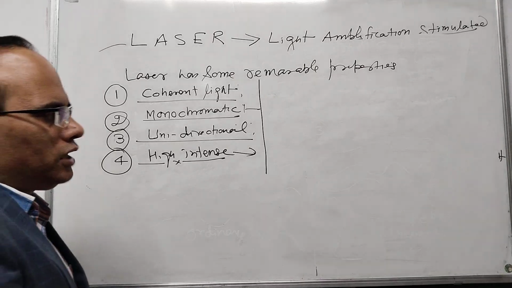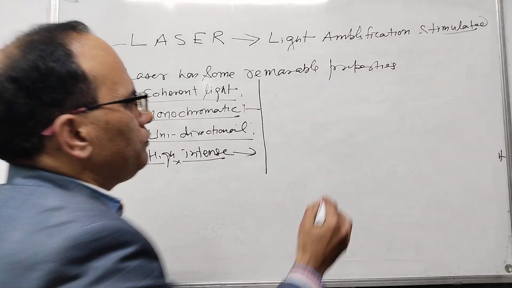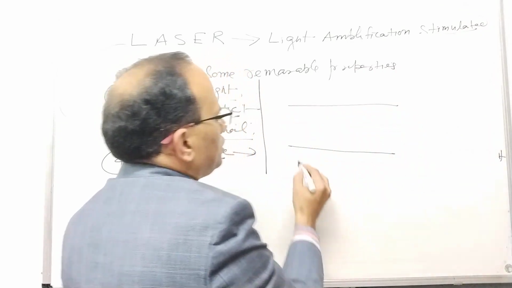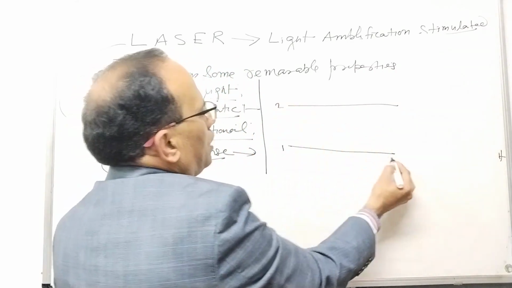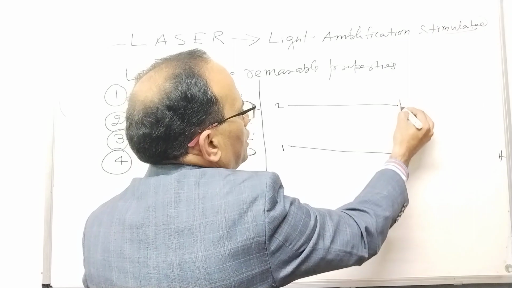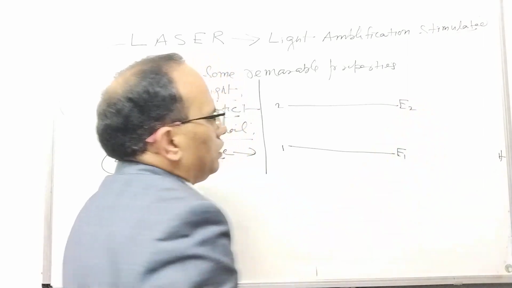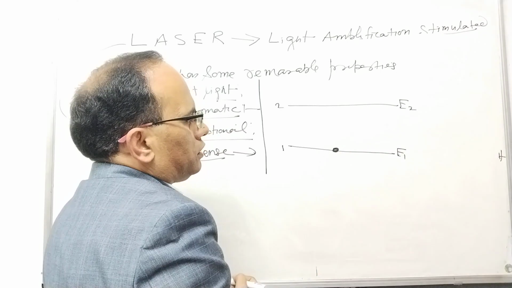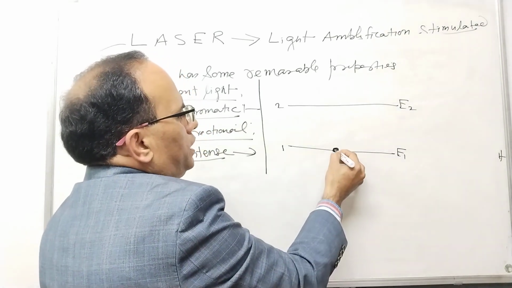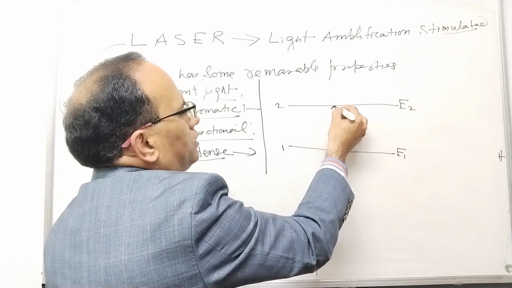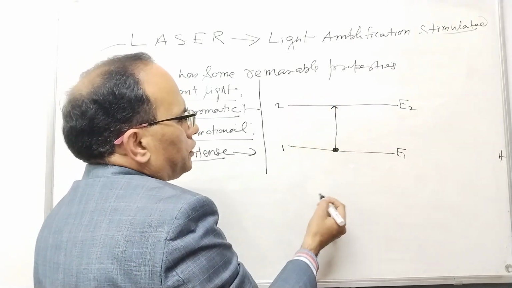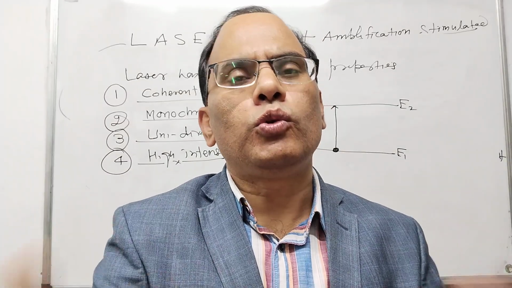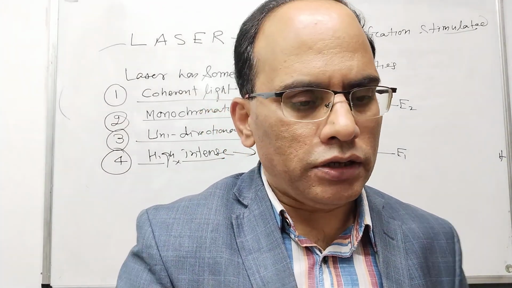Now what Einstein initially gave: suppose we have a two level system, level 1, level 2. The energy of this is E1, the energy of this is E2. Now suppose there is an electron in the ground state. It may rise to a higher state, which is called absorption. Whenever there is a change of state from 1 to 2 or 2 to 1, a photon is emitted.